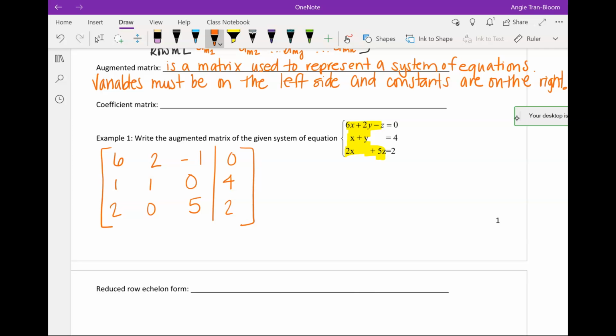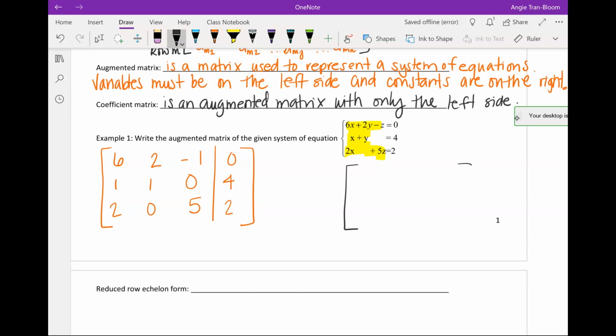Now, the coefficient matrix, most of the time, we don't really use the word coefficient matrix, but the book will ask you to write it. A coefficient matrix is an augmented matrix with only the left side. So that means you will not have that bar. So this one will be your coefficient matrix. You would only have 6, 2, -1, 1, 1, 0, 2, 0, 5. As you can see, we do not write the constant on your coefficient matrix.